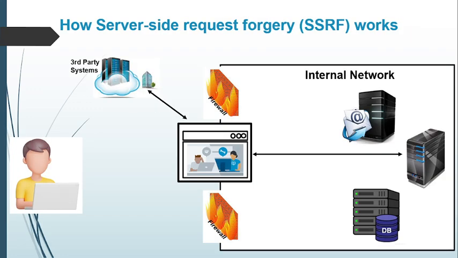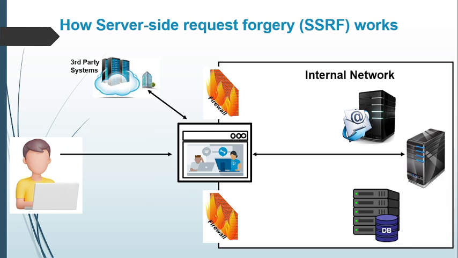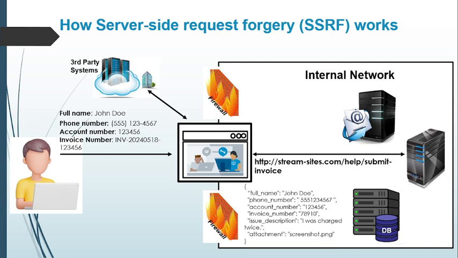So let's take a look at this example. Let's say here we have John, who's going to submit a billing inquiry ticket through the support platform's web form to report a charge discrepancy. So what John's going to do, he's going to visit streamsites.com/help. Then the server will process this request, followed by John entering some information into the submit invoice form.